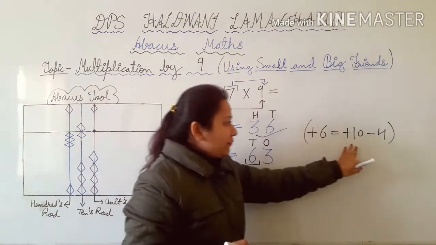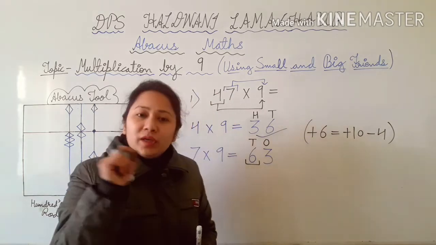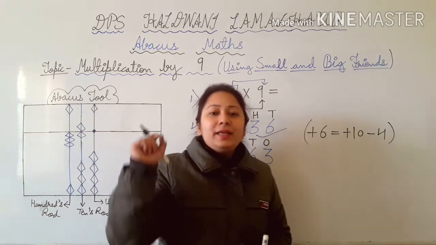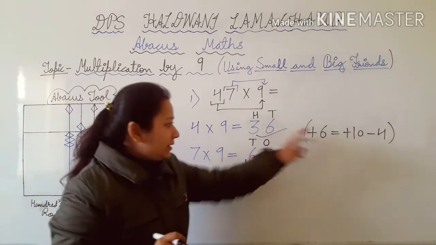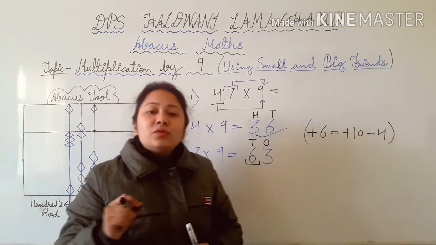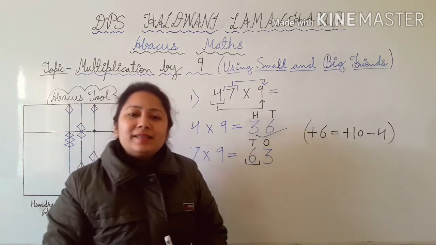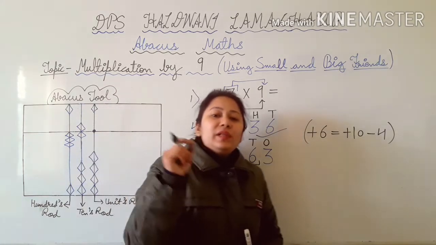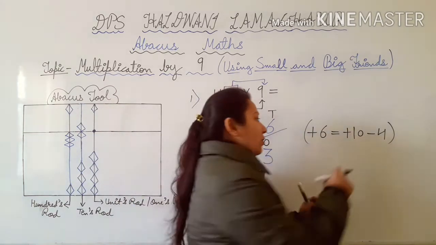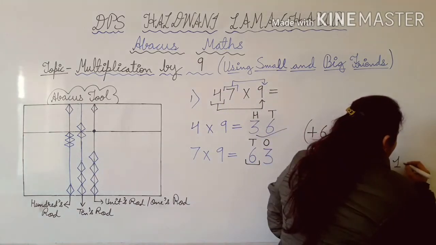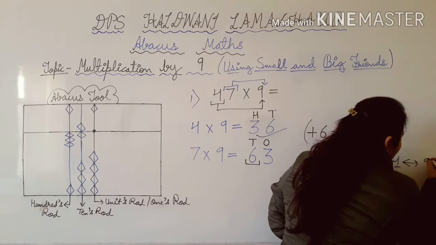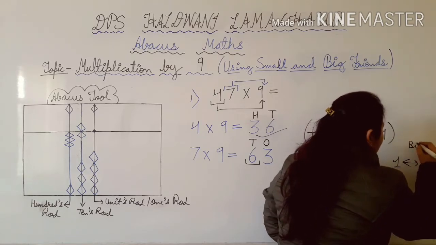See, how I have formed this formula, I will tell you. Whenever you have to add any number in a big friend formula, and 6 is a big friend formula, the first number which you will add is 10 and you will subtract the friend. Now, who is the friend of 6? Now, kids, you have to learn. Who is the friend of 1? 9 in big friends.